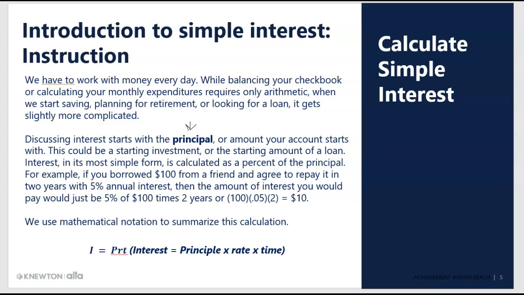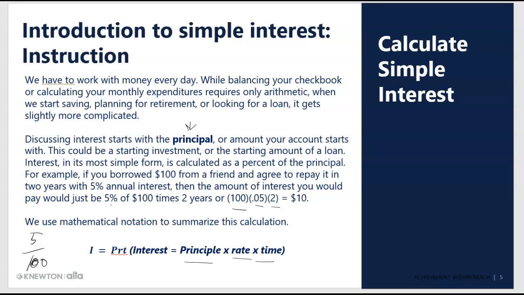So if you borrowed $100 from a friend and agreed to repay it in 2 years with 5% annual interest, and remember the 5% means 5 over 100 is the number we use in our formula. R is generally an interest in a percentage. The amount of interest you pay would be 5% of 100 times 2 years. So there's the principal, the rate, the time. That is how we calculate interest: principal times rate times time.